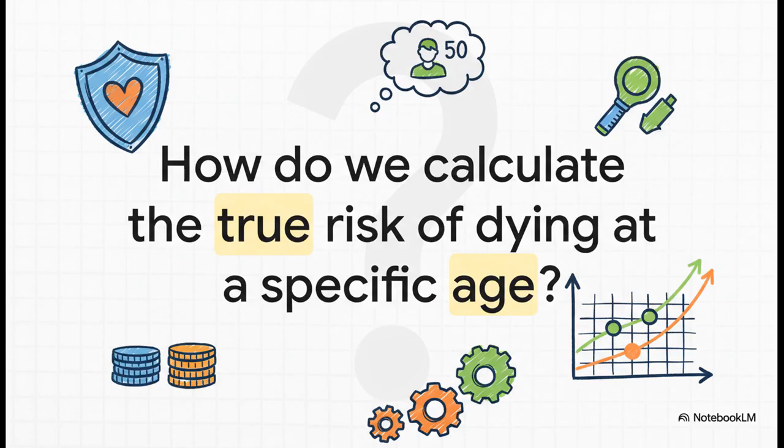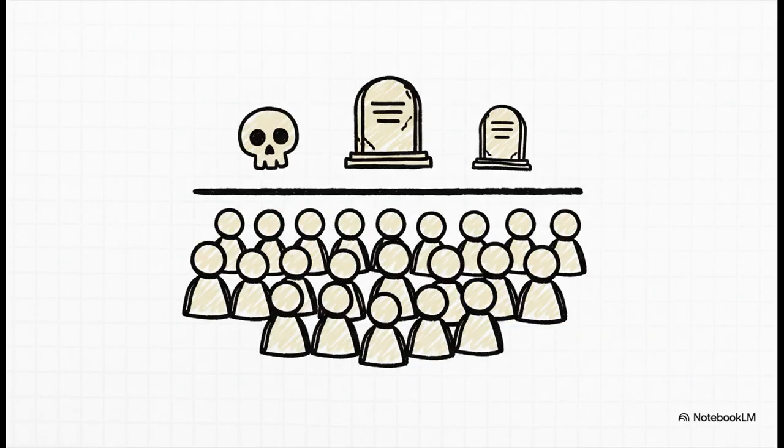Let's say an insurance company, or even a health organization, wants to know the actual risk of a 50-year-old dying. How in the world do they calculate that? Now, your first thought, and it's a totally logical one, is probably this. You just count the number of 50-year-olds who died last year, and then you divide that by the total number of 50-year-olds out there. Simple. Deaths divided by people. What could be easier?